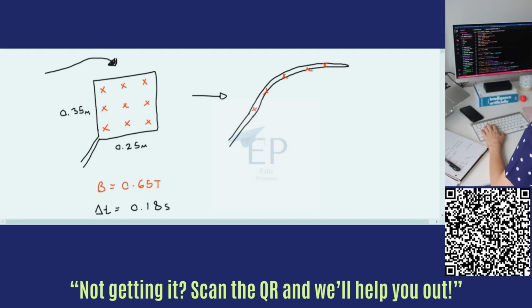So that's really going to be the key thing to realize in this problem: we go from having an area of a square in the first situation. Initially we have an area of width times length, 0.25 meters times 0.35 meters, and we end up with effectively no area, or it's small enough that we can say it's basically zero.